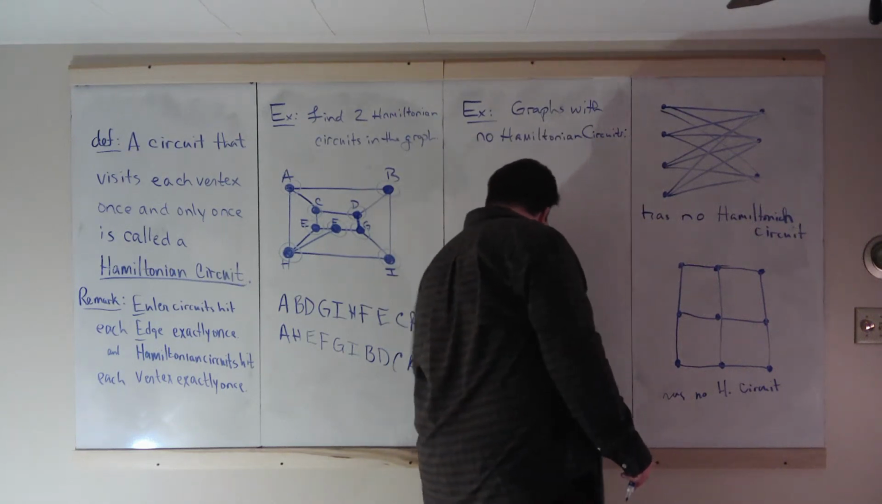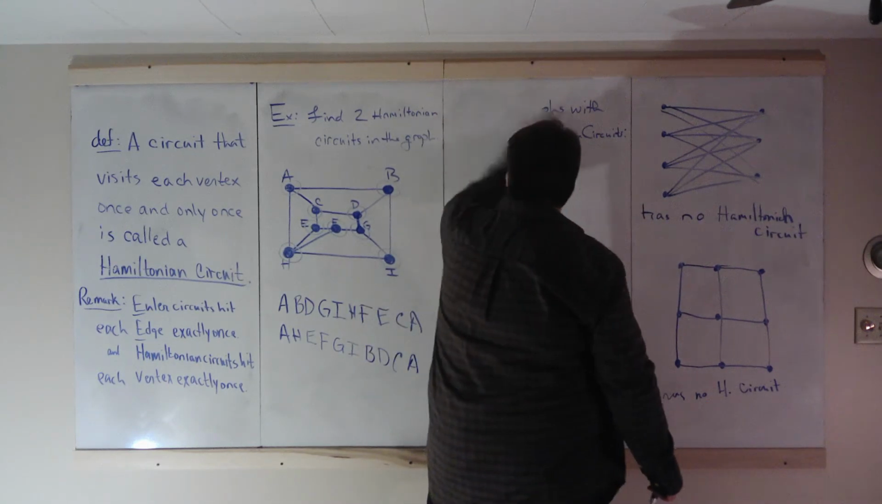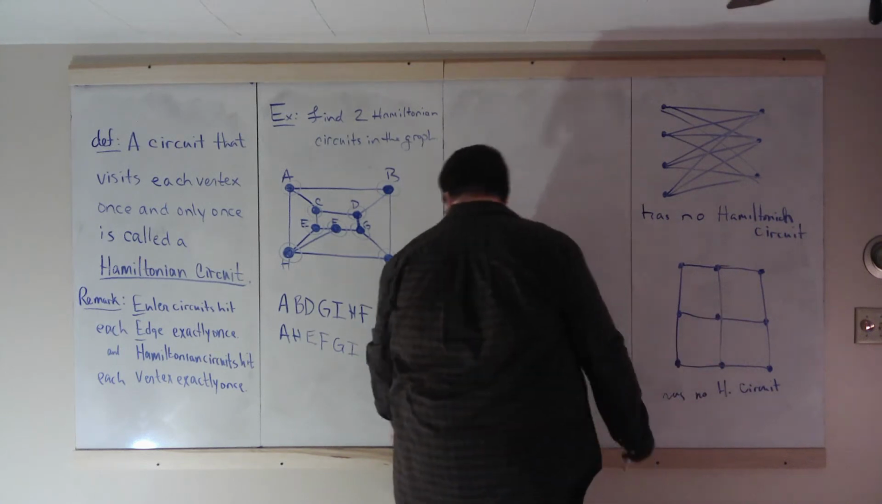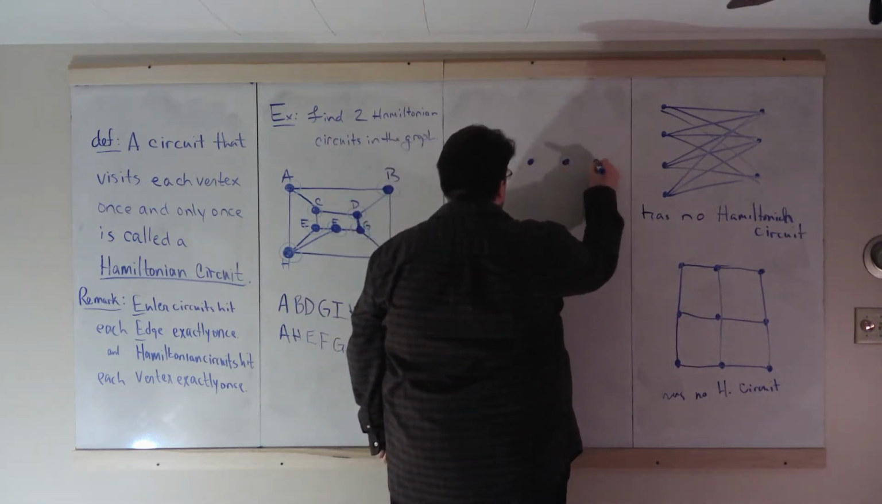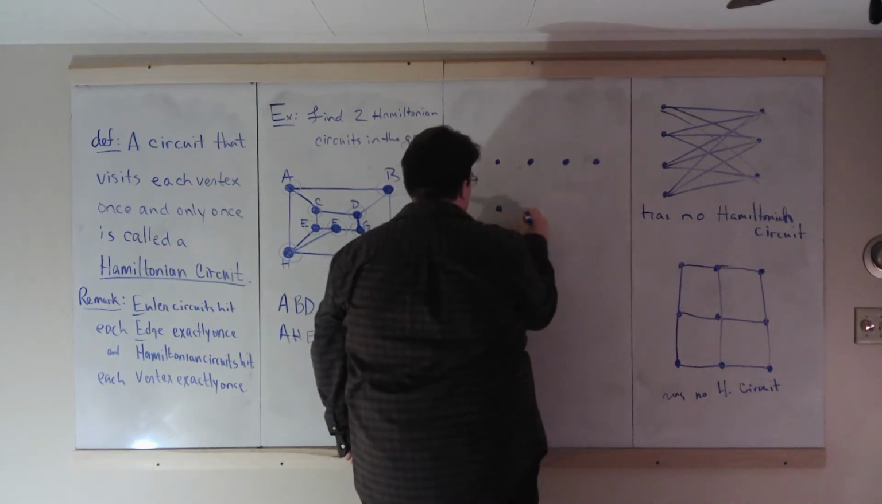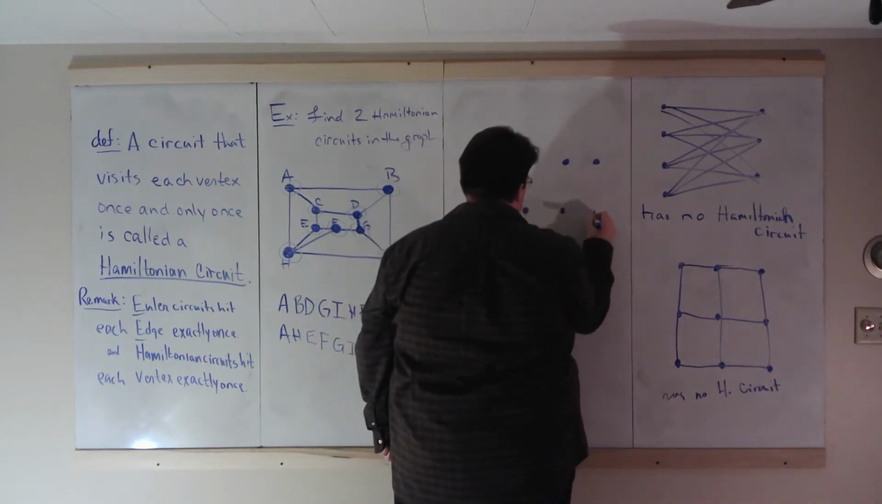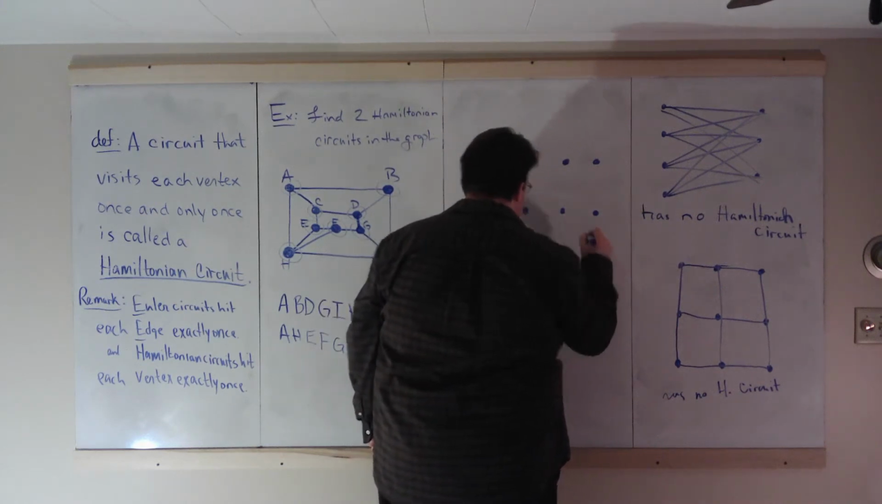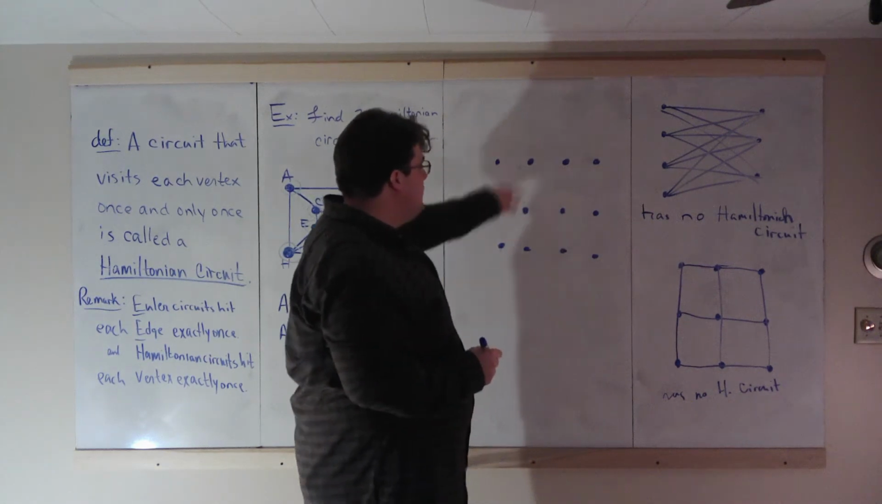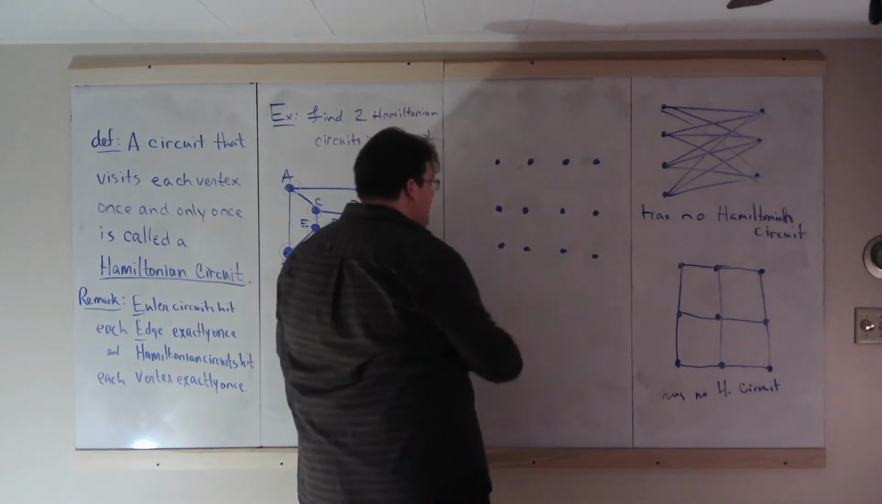I guess I'll draw one of those. Why not? Those have no Hamiltonian circuit. Let's do an even by even. And I'm not going to label these because it's going to be 16 letters, and that's kind of annoying. Well, if you do a 2 by 2, there's a Hamiltonian circuit. You just travel in a square.